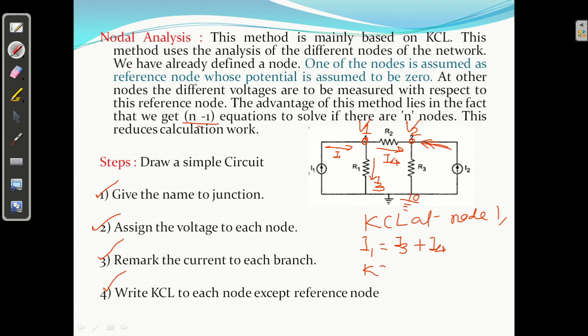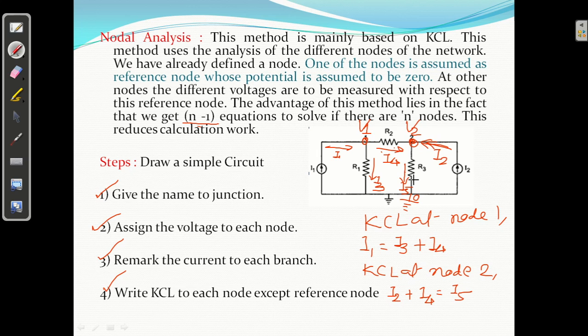KCL at node 2. What is the KCL at node 2? I2 incoming है, I4 is also incoming at this node 2. So I2 plus I4, these two are incoming current, right? These two, I2 and I4, both are incoming at this node. And sorry, यहाँ पर remark नहीं किया था, sorry, I5. So what is I5? Outgoing. I5 outgoing. So I got the equation I2 plus I4, these two are incoming equal to I5 is the outgoing. So in this way you can write the equation.